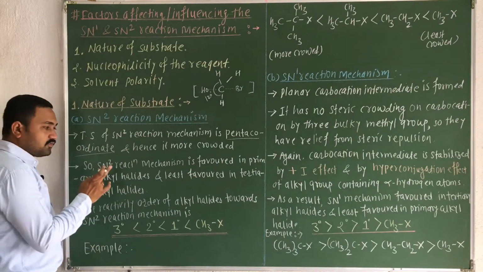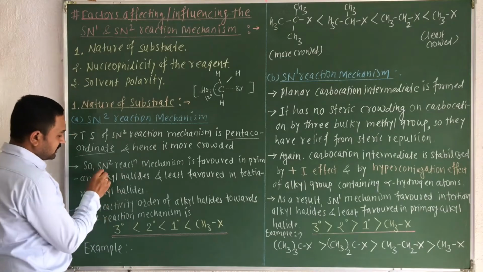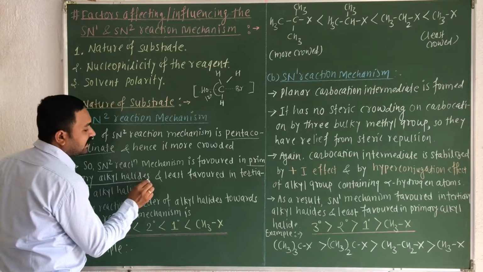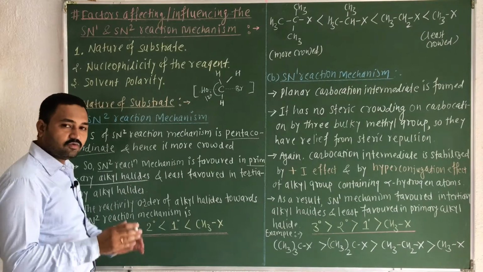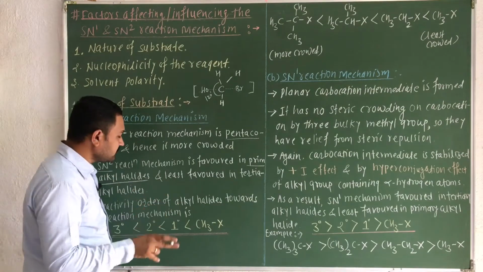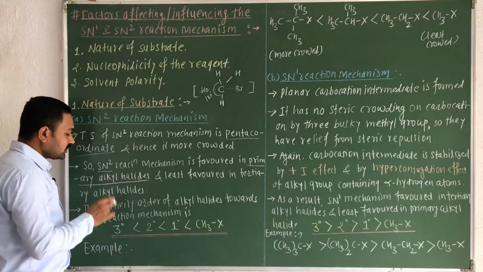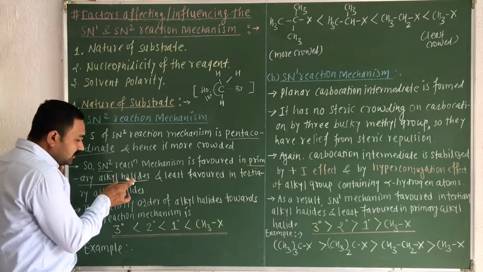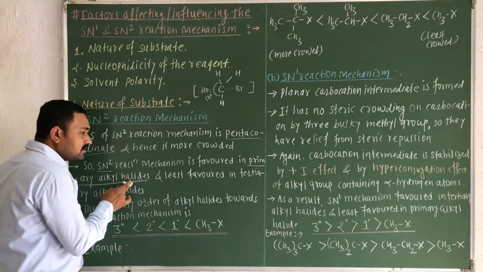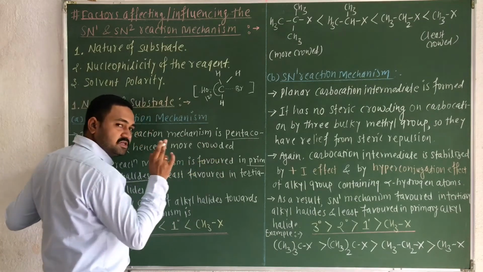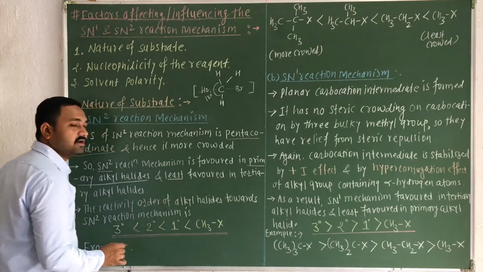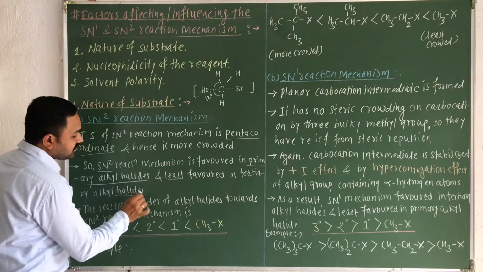Now, if we consider the SN2 reaction mechanism, this reaction is generally favored by primary alkyl halides. What is a primary alkyl halide? An alkyl halide which consists of a primary carbon atom is a primary alkyl halide. Just remember, the halogen group is attached to that primary carbon atom. So the SN2 reaction mechanism is generally favored by primary alkyl halides and it is least favored by tertiary alkyl halides.